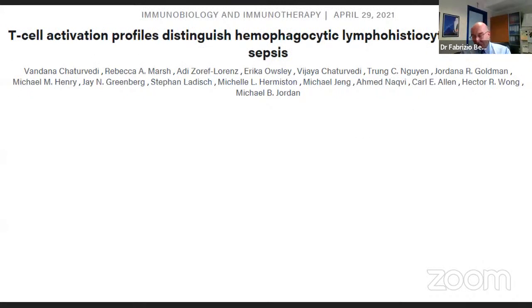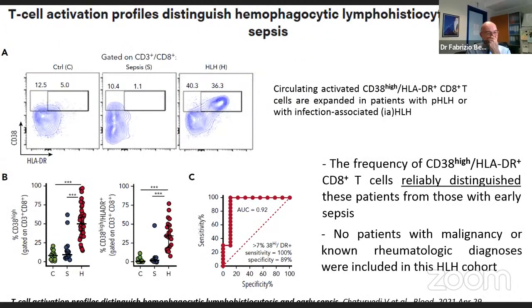So although Michael Jordan discovered that CD8 positive T cells were important in HLH in 2004, he came up with the biomarker evaluation in vivo in patients only in the middle of last year, in 2021. And this is a very nice paper showing that actually activated CD8 positive T cells expressing HLA-DR and CD38 are really expanded in patients with HLH, and they are able to distinguish early HLH from early sepsis with an area under the curve of 0.92, which is almost perfect.